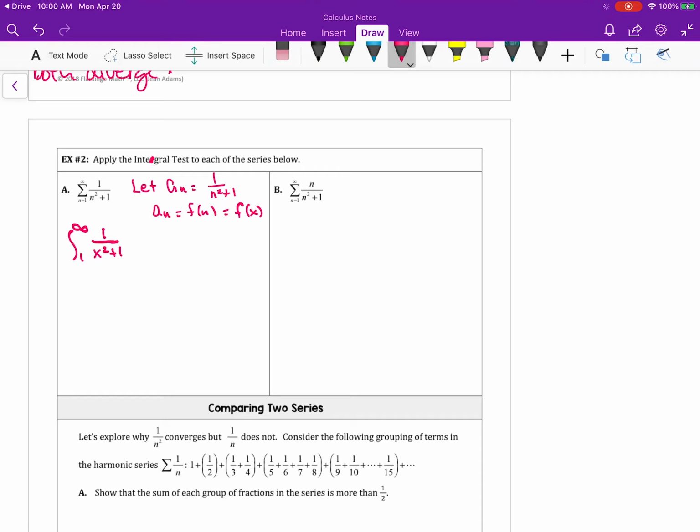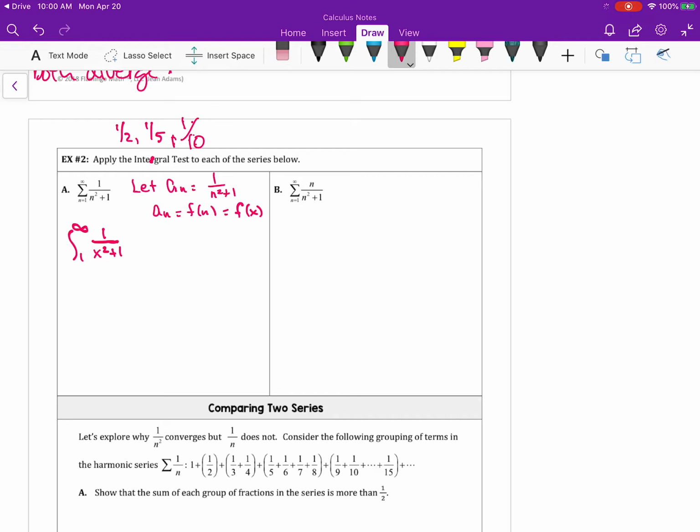A sub n equals f of n, and I'm going to go on to say f of x. So I'm going to look at the integral from 1 to infinity of 1 over x squared plus 1. Now, was it continuous? Is there anything that gives me a vertical asymptote? No, because I'm squaring x, so I'll never get a negative 1 there. And so I don't have to worry about that.